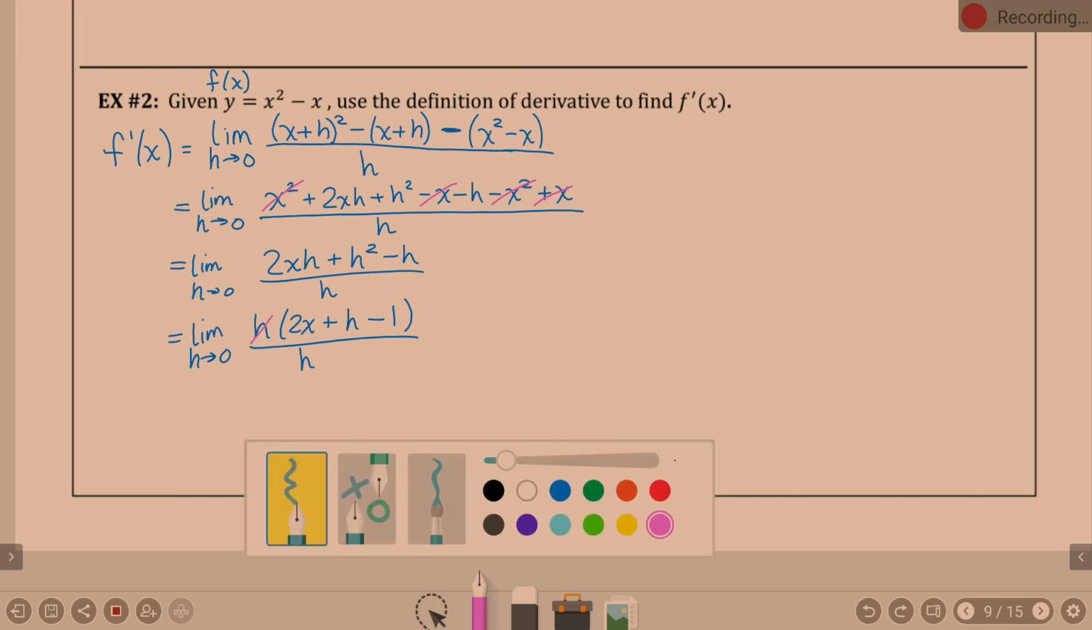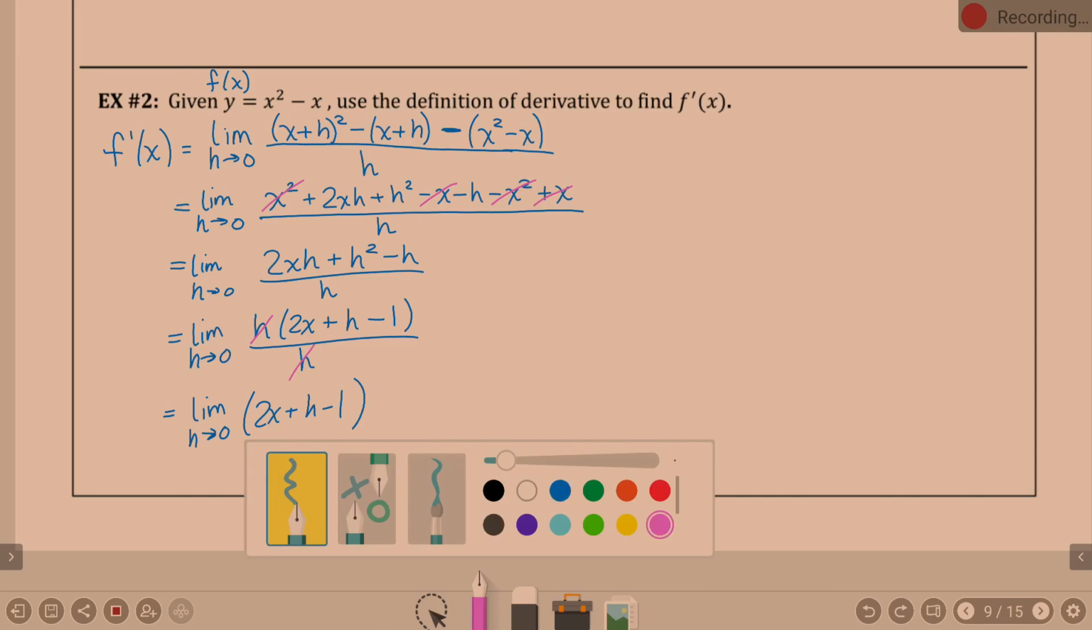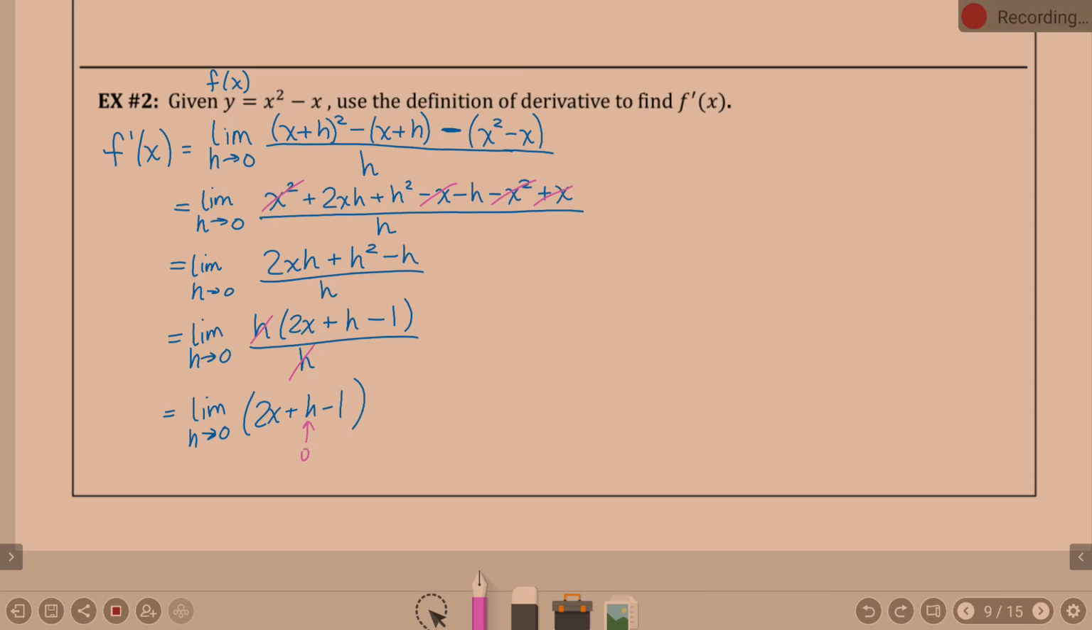As expected, everything on top had an h, and the h is canceled, right? So then it's the limit as h approaches 0 of 2x plus h minus 1. What do I do to take my limit? Plug in 0. And when we plug in 0, what do we have? 2x minus 1. So in this particular problem, I can say that f prime of x is 2x minus 1.